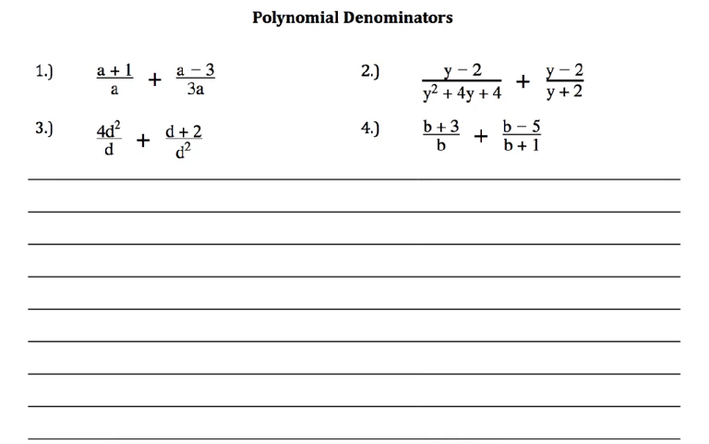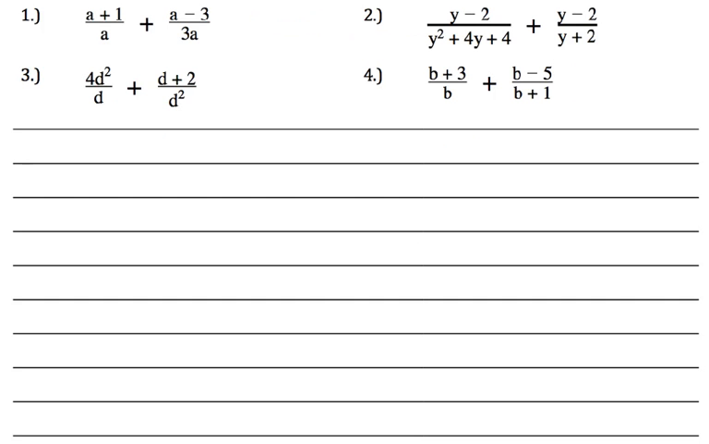All right. Now we're going to talk about the application of this business. So I'll rewrite number 1. Let me see. I think I have a larger slot here. Yeah, I do. So these are polynomials in the denominators. And yeah, I know these are just monomials, but this is a catch-all. They're going to grab everything. So I'll rewrite a plus 1 over a plus a minus 3 over 3a. Now I got a little bit of an issue.